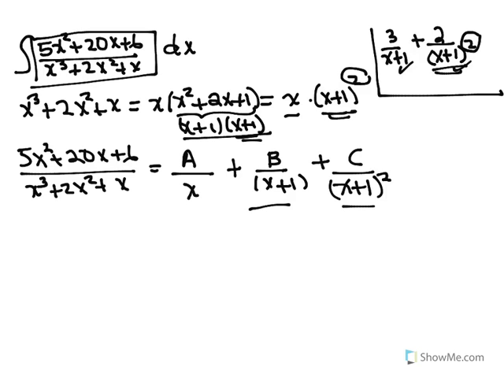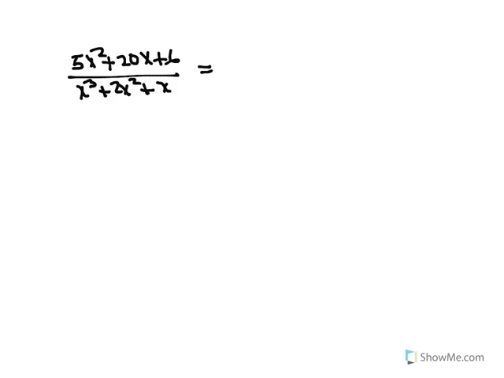Okay, so I'm going to go to the next page because I'm going to need a lot of space. I'm afraid that I don't have it here. So here it goes: 5x squared plus 20x plus 6 divided by x to the third plus 2x squared plus x equals a divided by x plus b divided by x plus 1 plus c divided by x plus 1 squared.